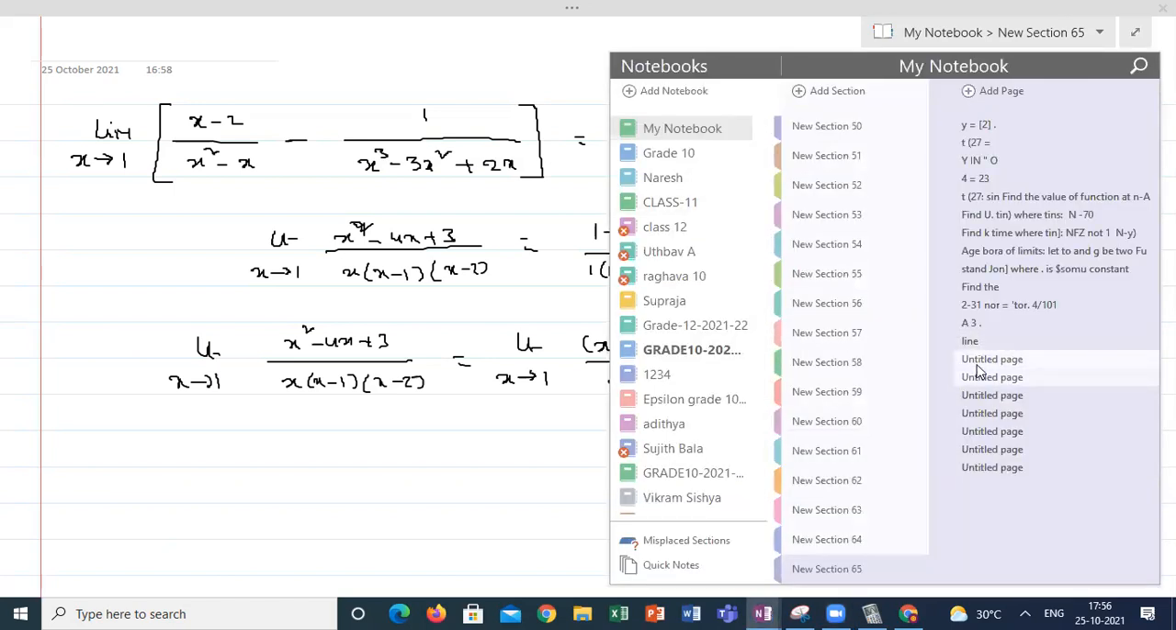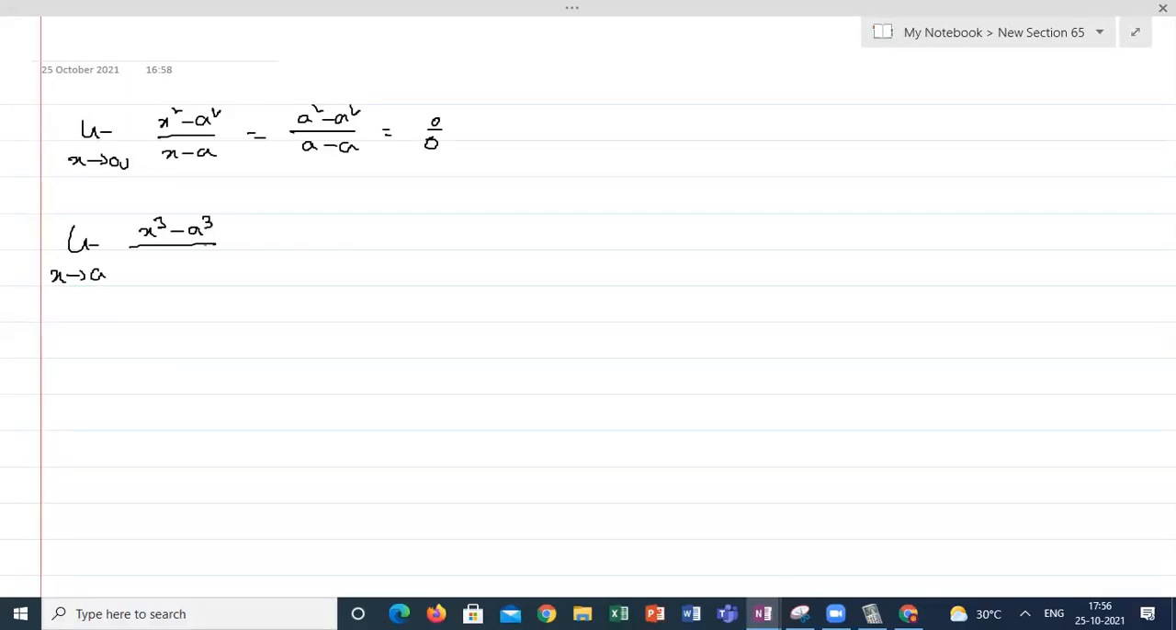See here, if I'm having a question like this, limit x tends to a, x square minus a square by x minus a. If I'm substituting directly, a square minus a square by a minus a, I'm getting 0 by 0. Even limit x tends to a, x cube minus a cube divided by x minus a. If I'm substituting directly, a cube minus a cube by a minus a, the answer is 0 by 0, indeterminate form.